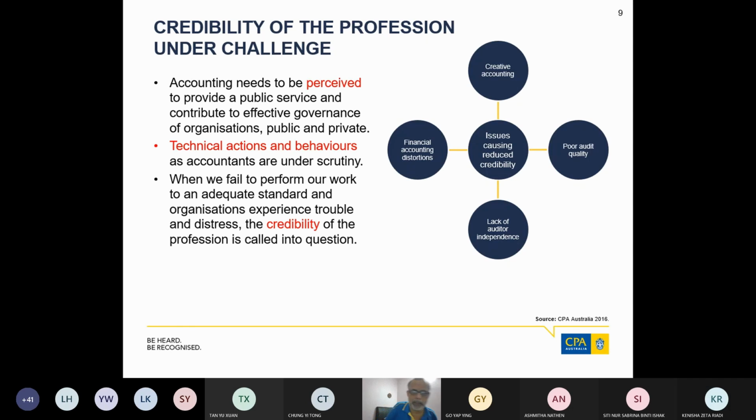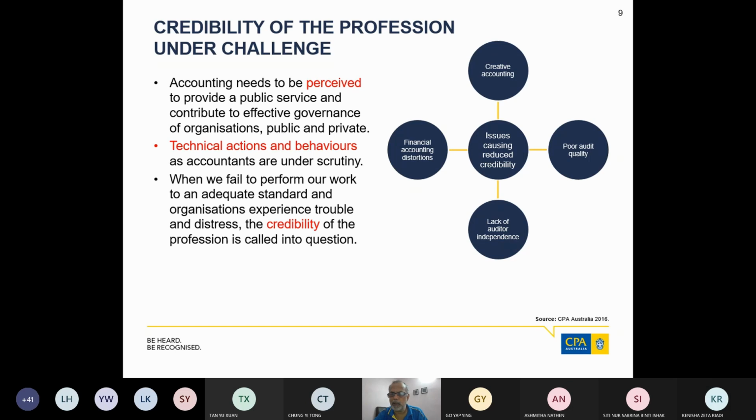So what I am concerned with in this lecture is credibility. Credibility of the profession under challenge. Under challenge means being questioned by the public. If this happens over a period of time, there might come a time when the public will say, we don't need these people anymore.